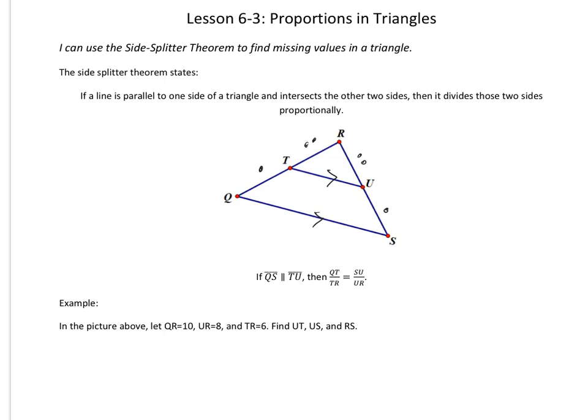If I let QR, so from here to here, be 10, and UR from here to here be 8, and TR from here to here be 6, I want to find UT, US, and RS. Well, I can find QT pretty quickly, right? QT is simply 10 minus 6, which gets me 4.